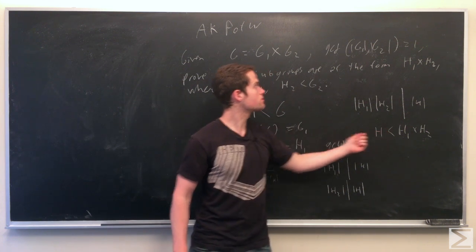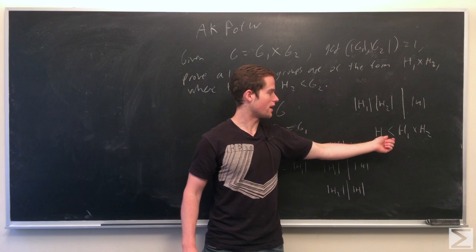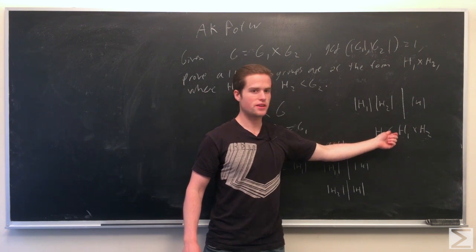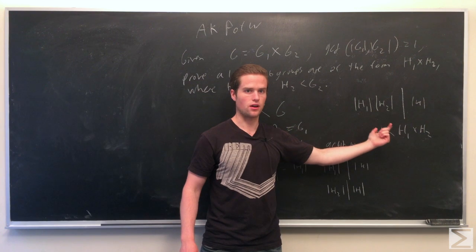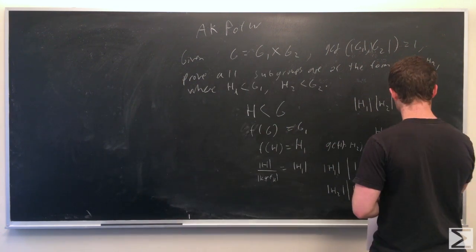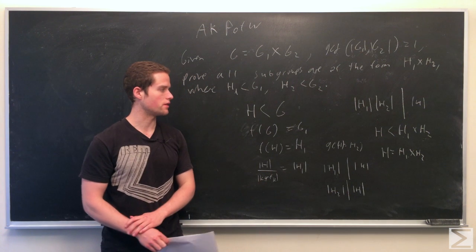H, also note G is a finite group. So H is contained in H1 cross H2, but it also has the same number of elements as H1 cross H2. So it must be, in fact, all of H1 cross H2. And so we have H equals the product of H1 and H2.